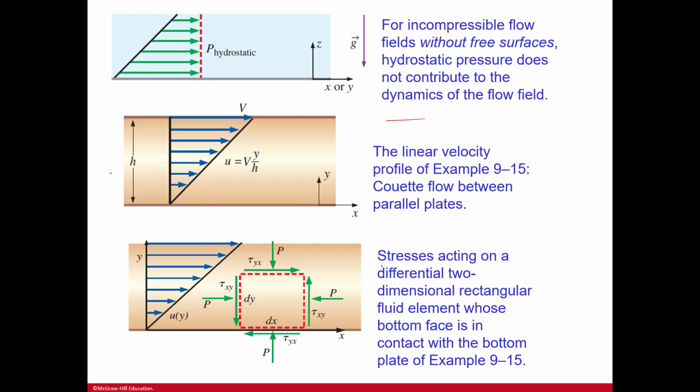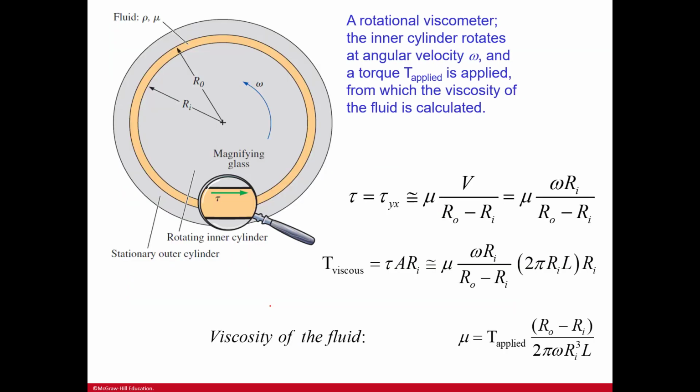And then stresses acting on a differential two-dimensional rectangular fluid element whose bottom face is in contact with the bottom plate. So these two contacts. And then here is talking about a rotational viscometer. The inner cylinder rotates at an angular velocity, and the torque applied from the viscosity of the fluid is calculated. And so here's that formula as well. And then it shows the direction in which torque is being applied.